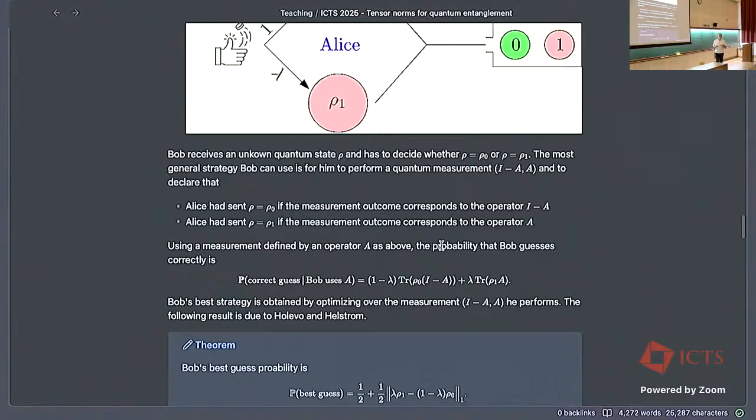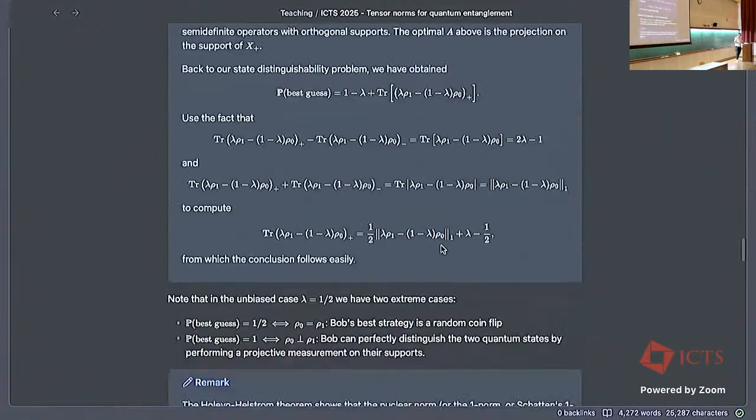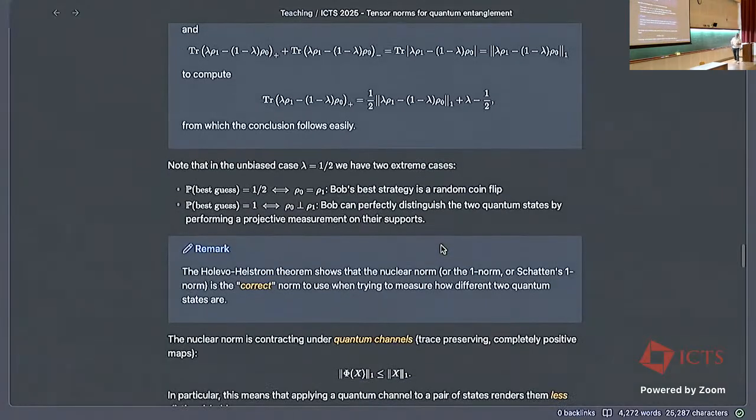than without phi. And this makes sense, because this is like the data processing inequality: if you want to distinguish two things, then it's harder to distinguish them if you add some noise to them. So this is what the contractive property of the one norm tells you, that the best Bob can do after having a noise channel here is worse than the best he could have done without the channel. So the mathematical way of expressing this is the contractive property of the one norm under quantum channels. Okay.